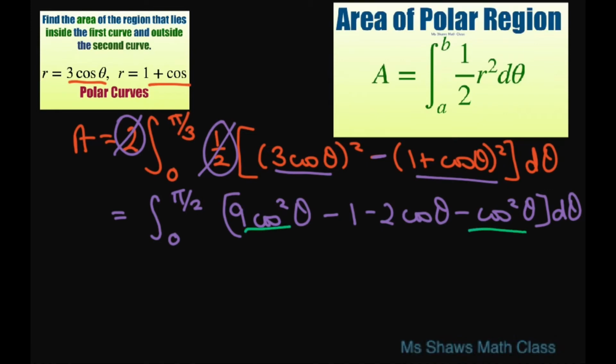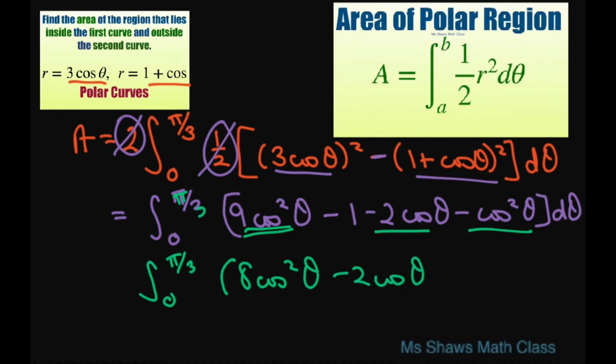This is going to give me the integral from 0 to pi divided by 3. This should have been pi divided by 3. This is going to be 8 cosine squared of theta, and then we have minus 2 cosine of theta minus 1 d theta.